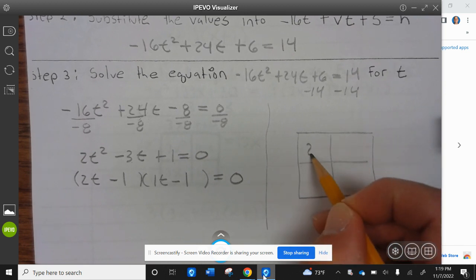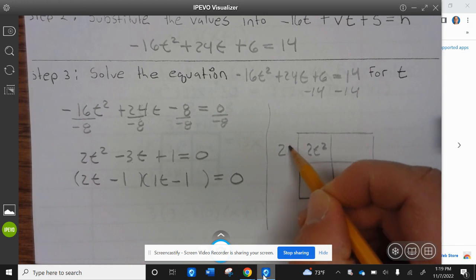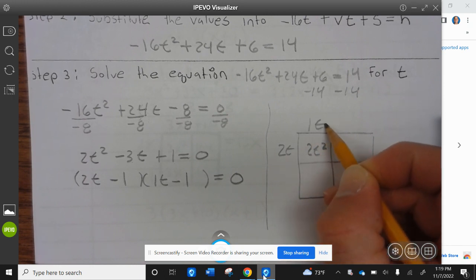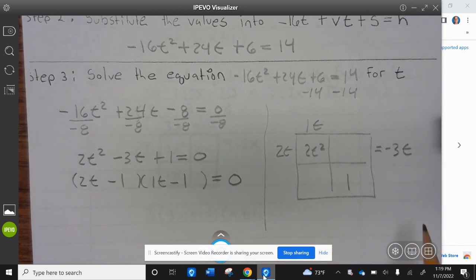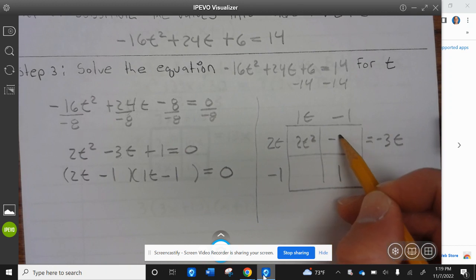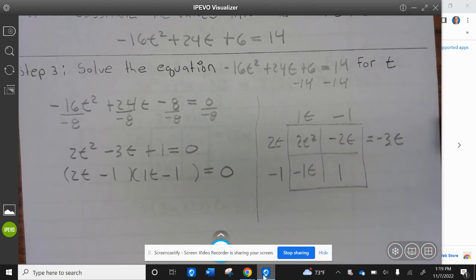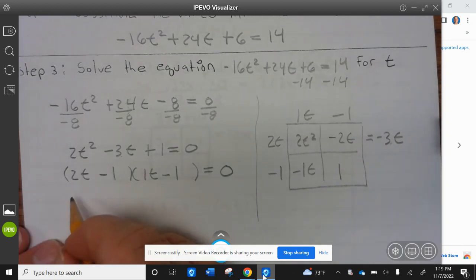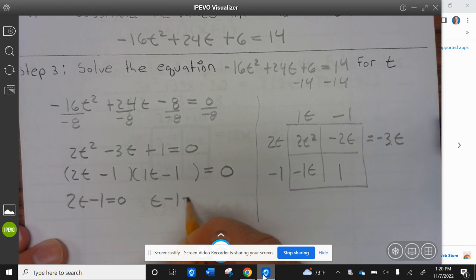So first term is 2t squared. Last term is 1. So 2t, 1t. This needs to combine to be negative 3t. So negative 1, negative 1. So that's negative 2t, negative 1t. That combines to be negative 3t. So this checks. So we set 2t minus 1 equal to 0 and t minus 1 equal to 0.